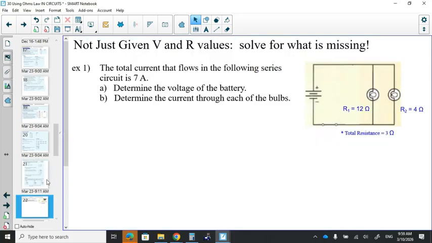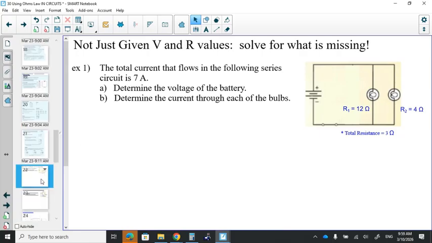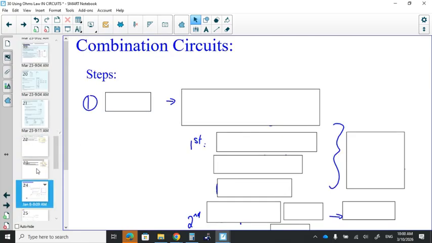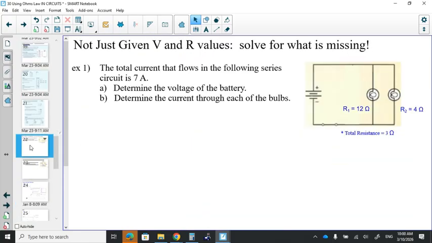I want to get to the idea that sometimes you're not just given the voltage and the resistances, right? So in this one, it says that this circuit has 7 amps flowing. Determine the voltage of the battery. It could just say solve the circuit, determine everything. How this would work is, let me check and see if I have numbers worked out for this one. I don't. So part A here, think about what we know, right?